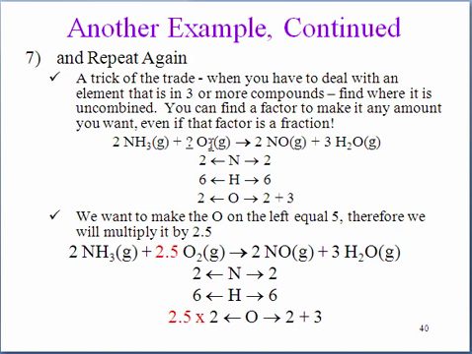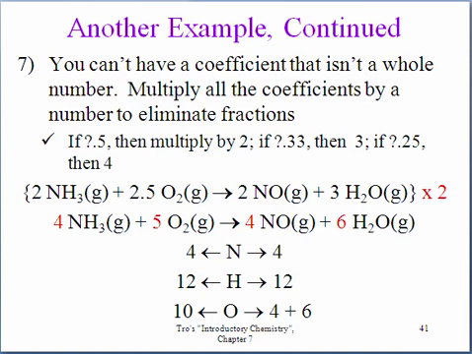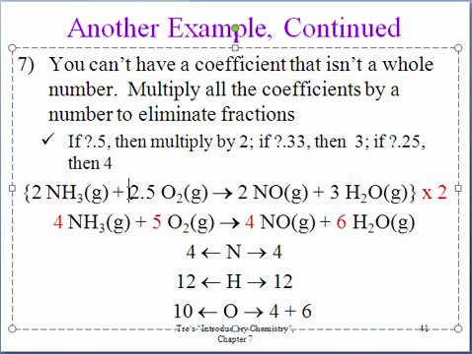What times 2 gives me 5? Well, the answer is 2.5. 2.5 times 2 is 5. Now, that's not where we want to end up, but it's a good starting point. We don't want any fractions or decimals as our coefficients if we're talking about molecules, because we can't have a half of a molecule. How do I get this value to be a whole number?